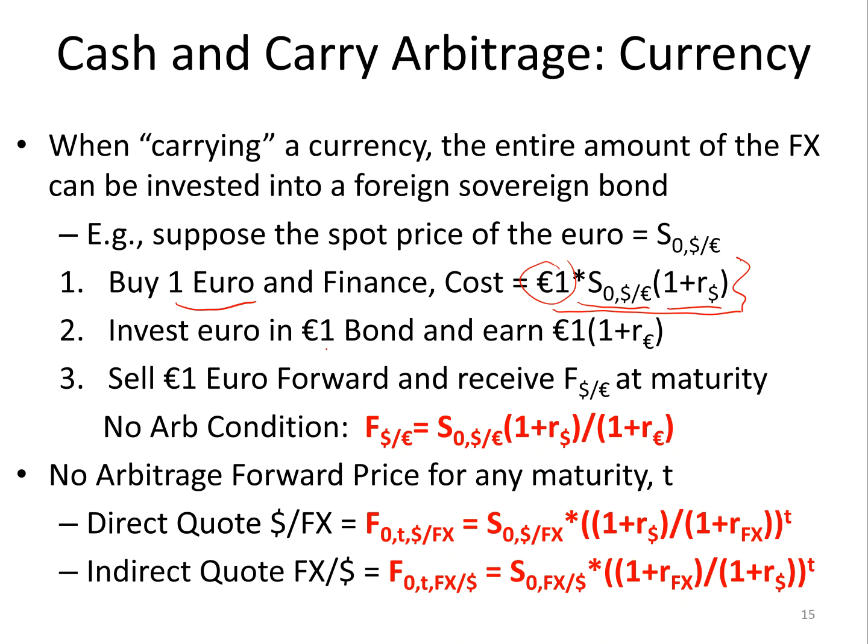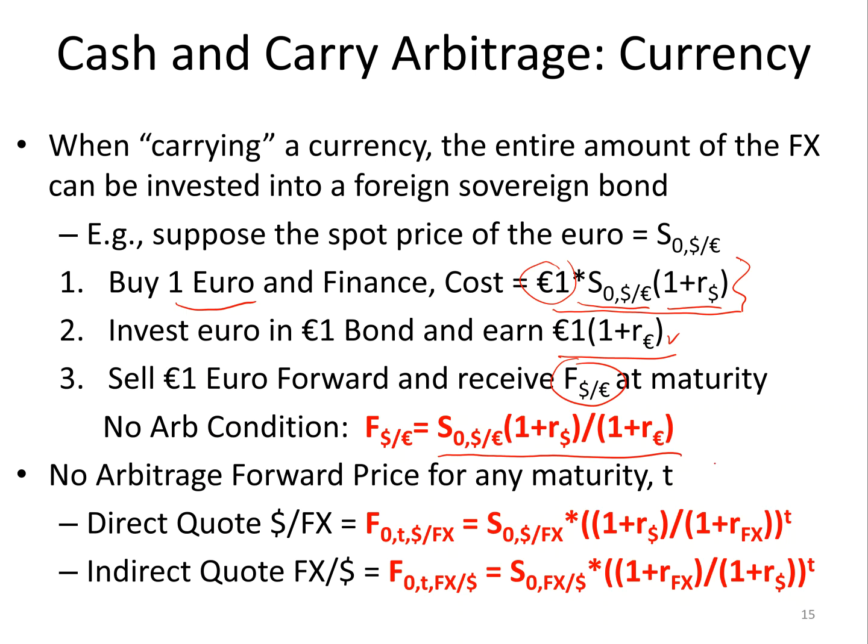I'm then going to invest the euro in a European bank and earn some European interest rate. At maturity of the forward contract, I'm going to sell the euro at the forward price, and my no arbitrage profit is the following: the spot price of the asset times 1 plus the US interest rate divided by 1 plus the European interest rate. So in this case, I'd probably use the German risk-free rate.